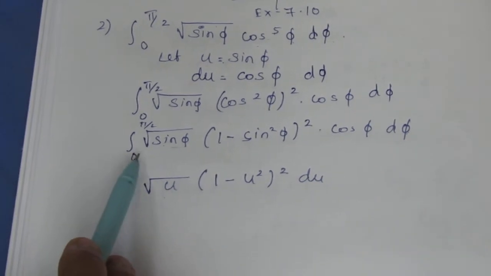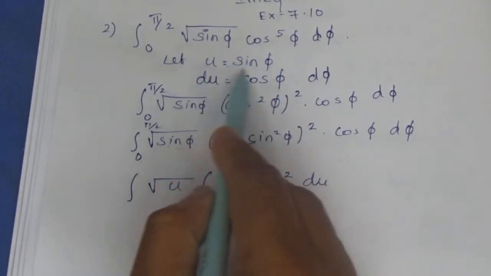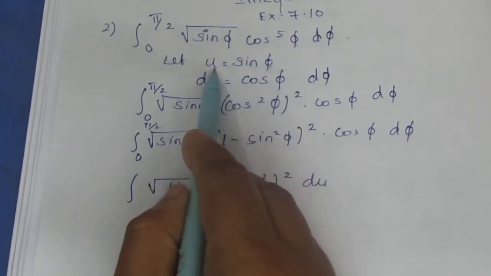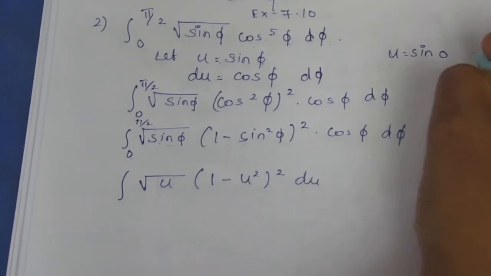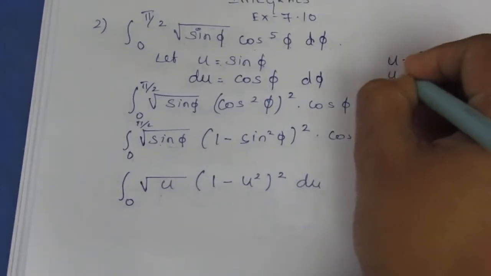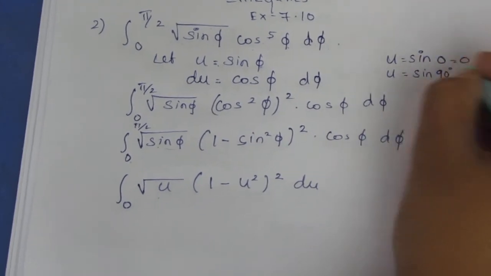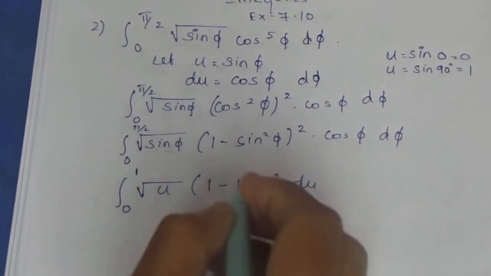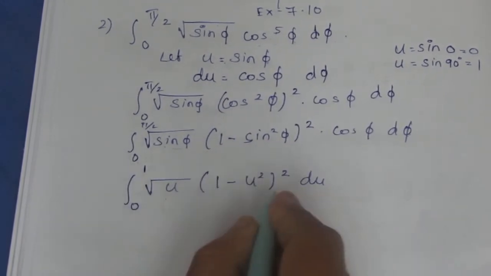By substituting the values to find u, we need to substitute the value for phi. If I substitute here, u is equal to sine phi for the lower value. If I substitute it as 0, it becomes sine 0, which is 0. So there is no change in the lower value. For the upper value, sine pi by 2 is sine 90. Sine 90 is 1. So here this becomes 1. Now let me solve this.